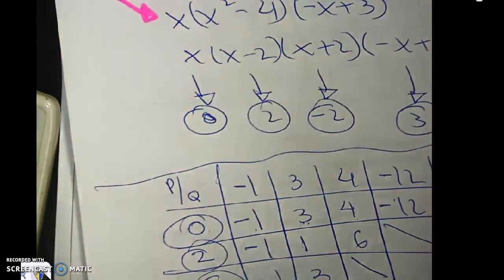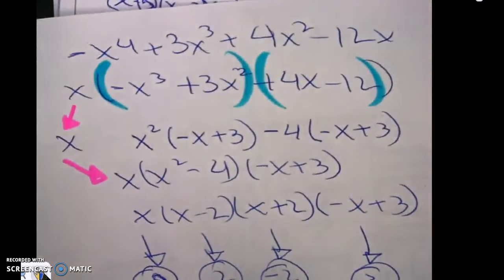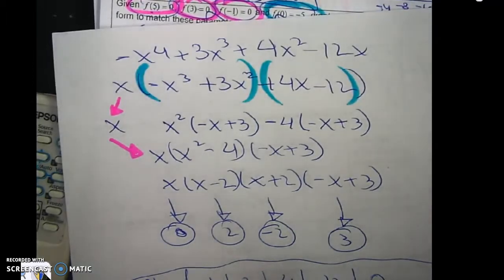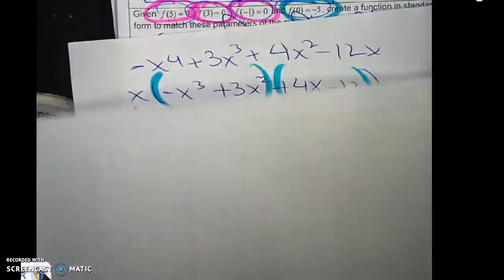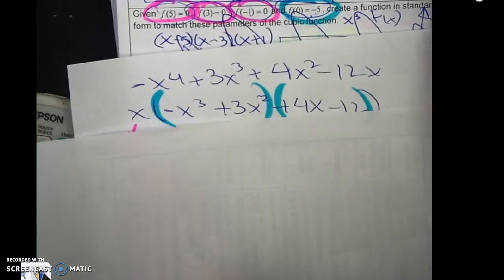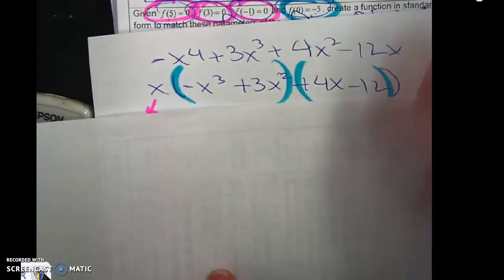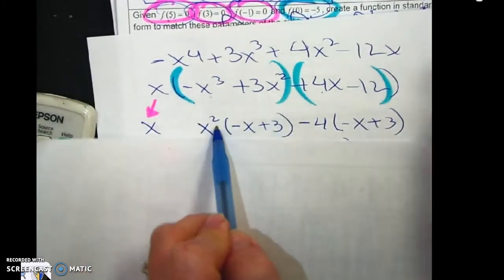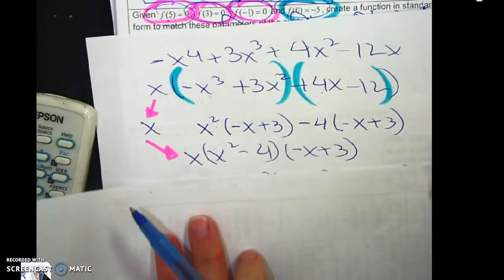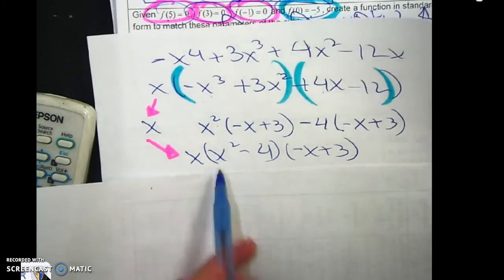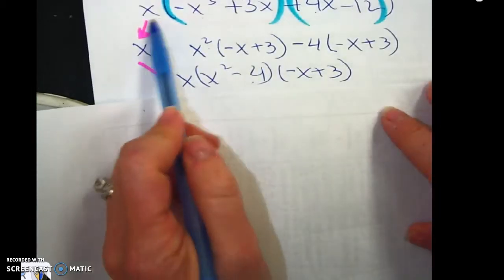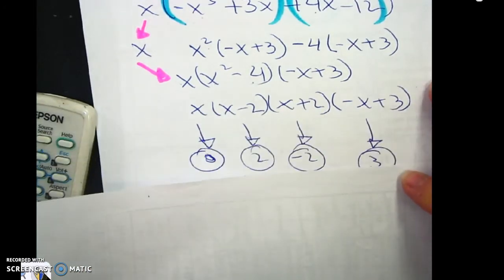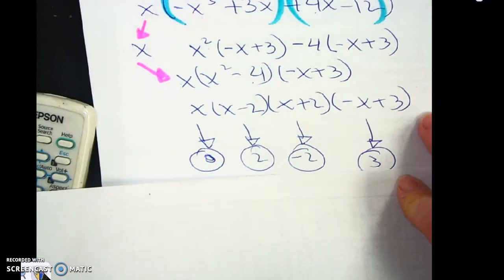I ended up doing this problem 3 different ways. The first way I did it was this. Let me go line by line. I noticed they all had an x, so I took out an x. Then I took this and I factored it by grouping. So I brought down this x, I factored by grouping, and I ended up with this. And then I saw x squared minus 4, and I still brought down the x. I can get x minus 2, x plus 2. And then I set everything equal to 0. I got 0, 2, -2, and 3.